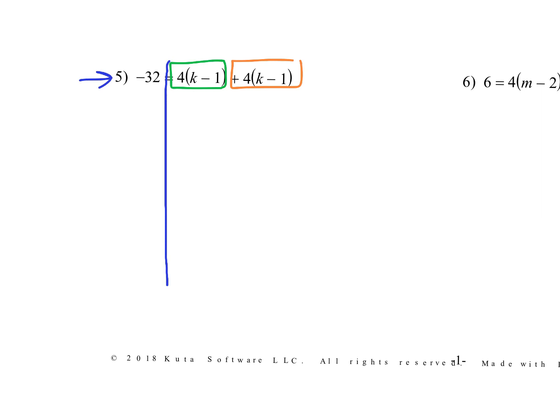For my first set, I'm distributing a positive 4, so I'm going to go ahead and do that. Positive 4 times 1k is 4k. Positive 4 times negative 1 is negative 4. And my next set is also a positive 4 because of that plus sign right there. So positive 4 times 1k is positive 4k. And positive 4 times a negative 1 is negative 4. And that whole problem is going to equal our negative 32 still.